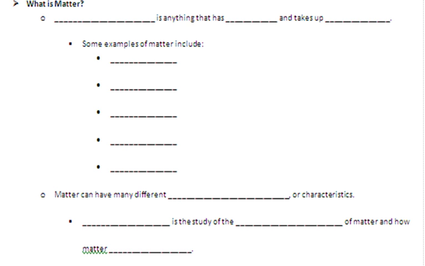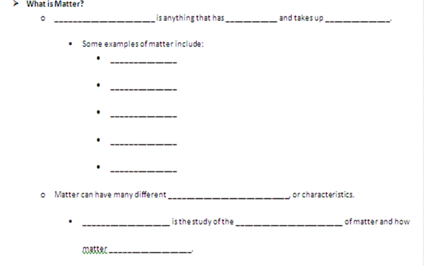Okay, so this is our guided notes for the classification of matter. This will be the first part where we're talking about what is matter and what are the two properties of matter, physical or chemical properties. So what is matter? Matter is anything that has mass and takes up space.